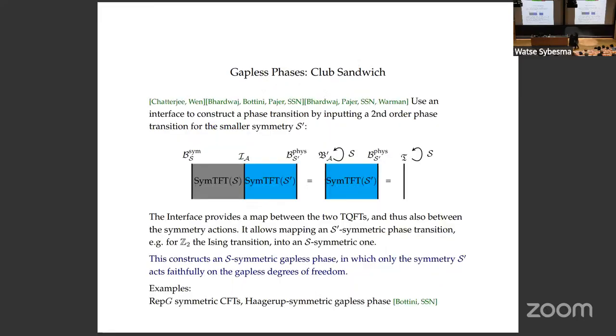Okay, and then there's also a story about the phase transitions, and that's now where we use this club sandwich with an interface. And here the idea is very simple: if I have a SymTFT for symmetry S, some categorical symmetry, and an interface to another smaller symmetry S prime, I can construct out of phase transitions for S prime, phase transitions for S. So that's essentially this map between these TQFTs that allows us to do that. That's how we then model the phase transitions.